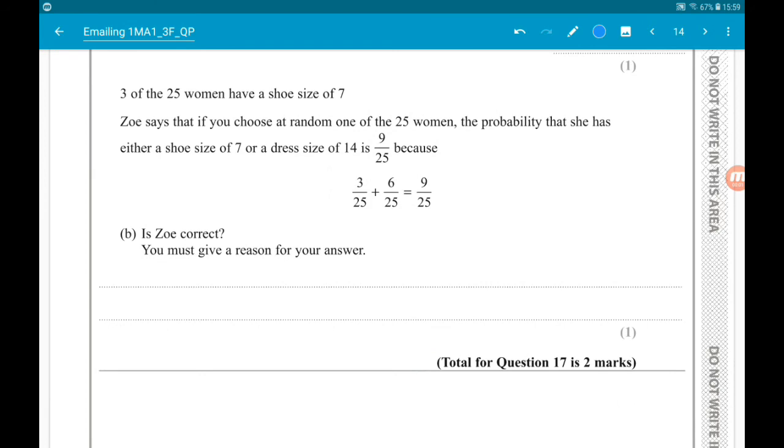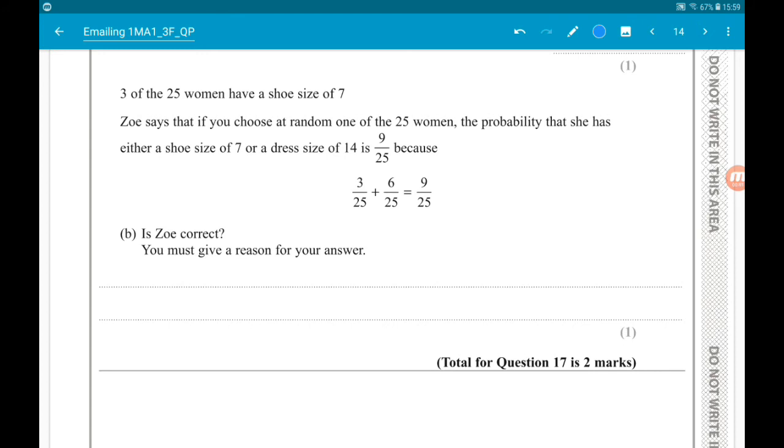Okay, then for part B. 3 of the 25 women have a shoe size of 7. So he says that if you choose at random from one of the 25 women, the probability that she has either a shoe size of 7 or a dress size 14 is 9/25, because 3/25 add 6/25 is 9/25. Is Zoe correct? Give a reason for your answer.